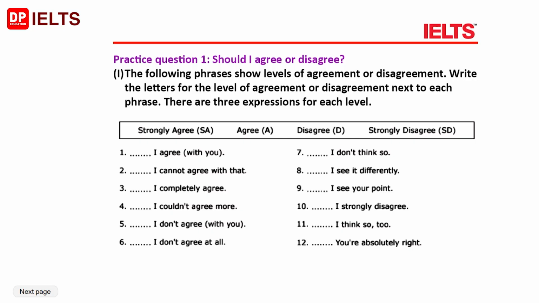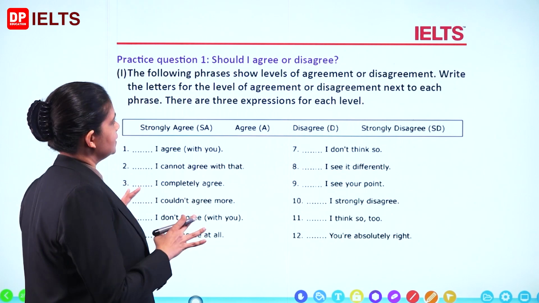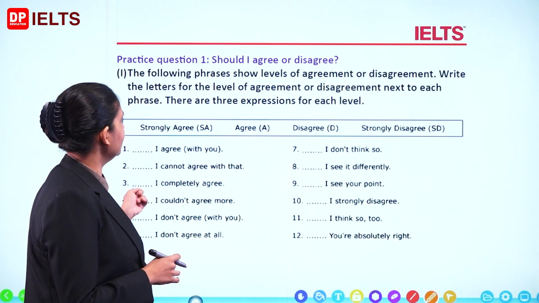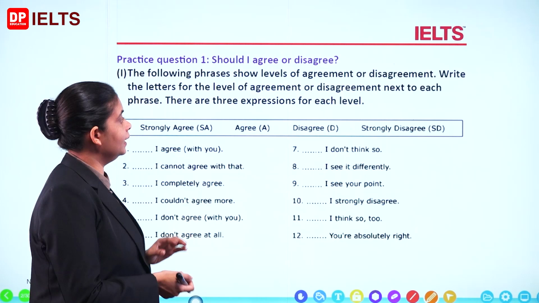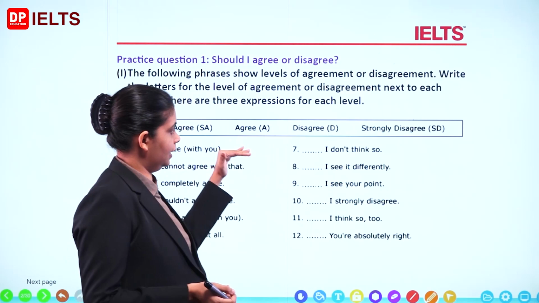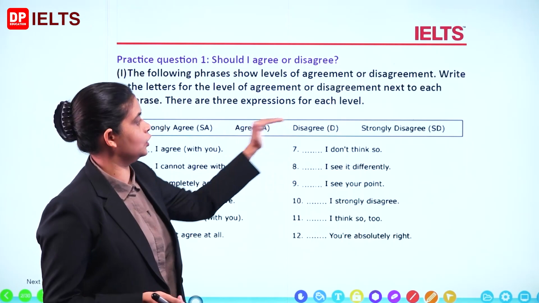Practice question 1. Should I agree or disagree? The following phrases show levels of agreement or disagreement. Write the letters of level of agreement or disagreement next to each phrase. There are 3 expressions for each level. Strongly agree is SA, agree is A, disagree is D, strongly disagree is SD. So each level has 3 expressions. You can see 4 times 3 is 12.